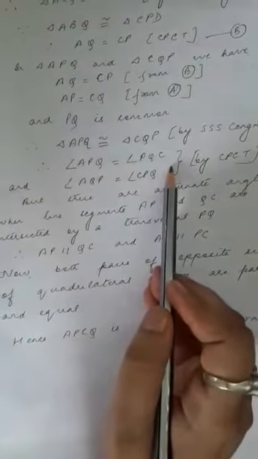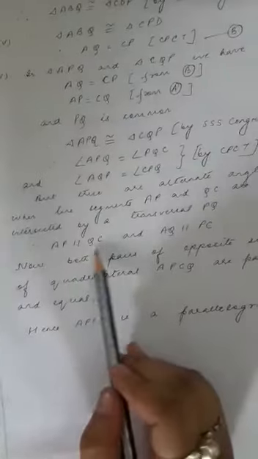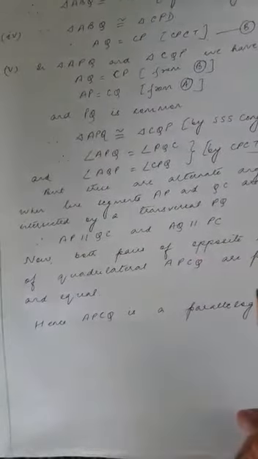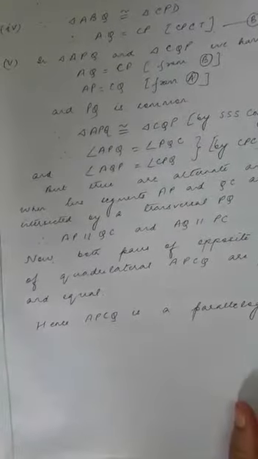Now, since these two triangles are congruent, angle APQ is equal to angle PQC and angle AQP is equal to angle CPQ by CPCT. But see, they are alternate angles because the line segments AP and QC are intersected by the transversal PQ. Therefore, AP is parallel to QC and also AQ is parallel to PC. Since both pairs of the opposite sides of the quadrilateral APCQ are parallel, therefore we can say that APCQ is a parallelogram. So thus, from this we can prove the five things that we require to prove.